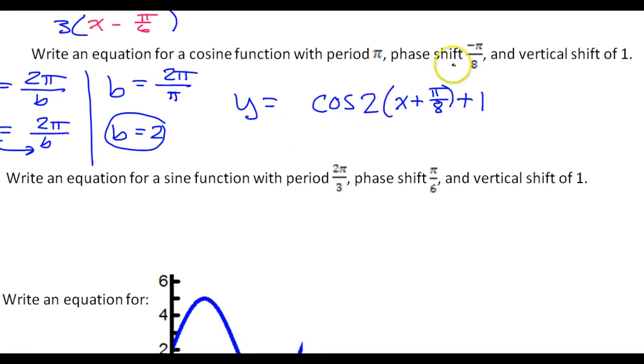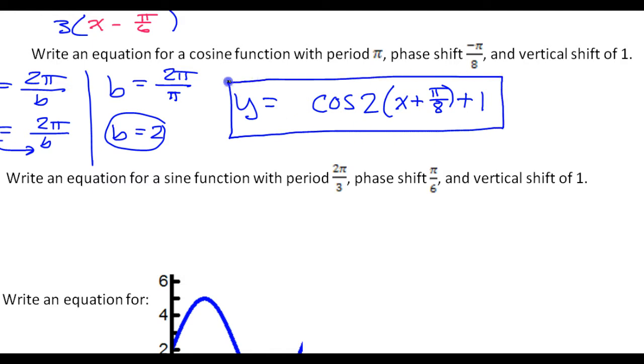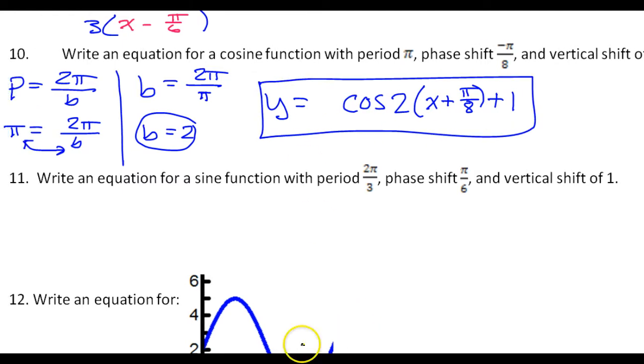They didn't say anything about the amplitude, so it doesn't matter what you put here. I'm just going to leave it blank. So this would be an answer for number 10. You could just put in any a value or leave it alone.